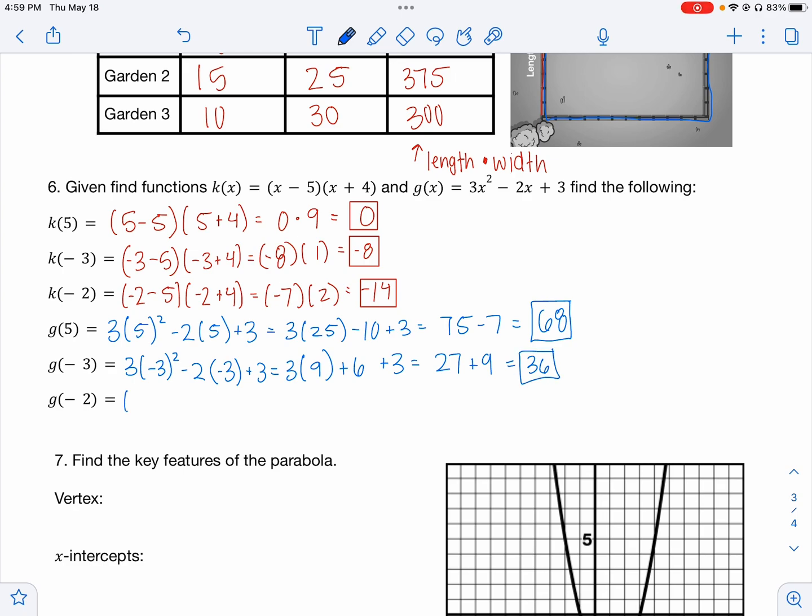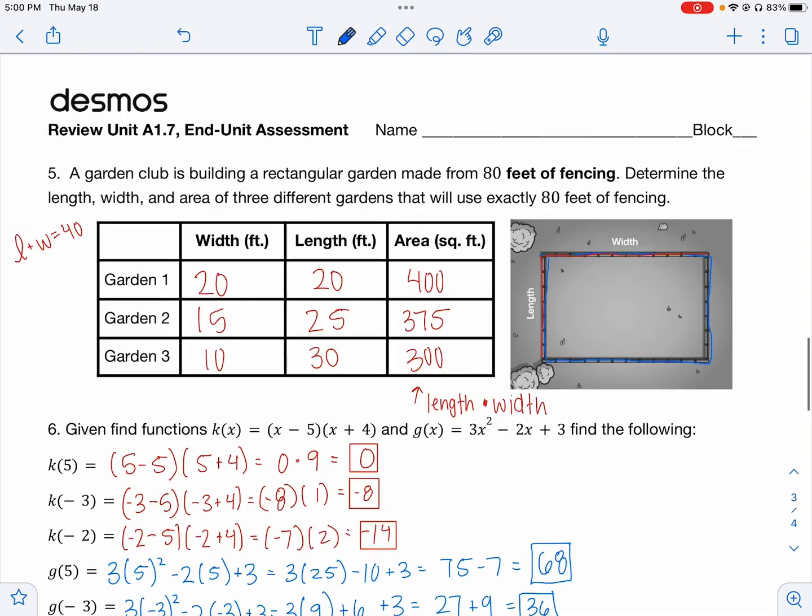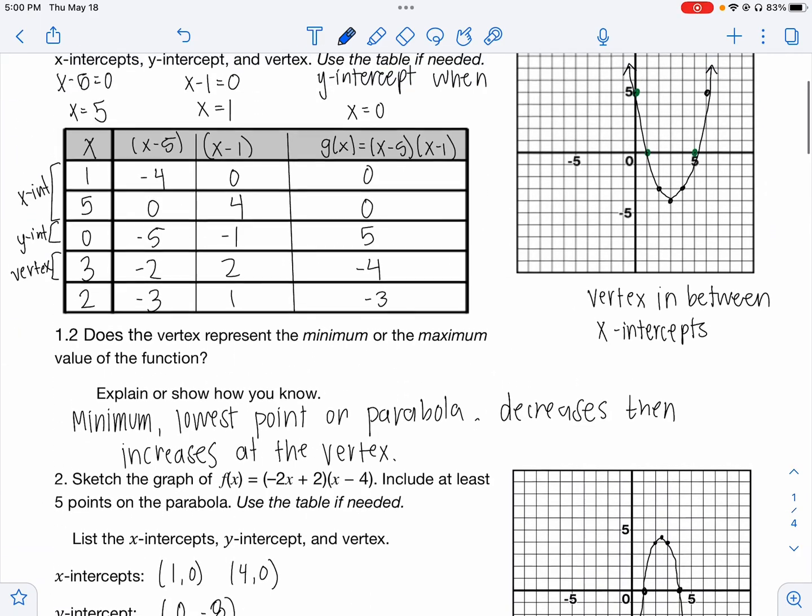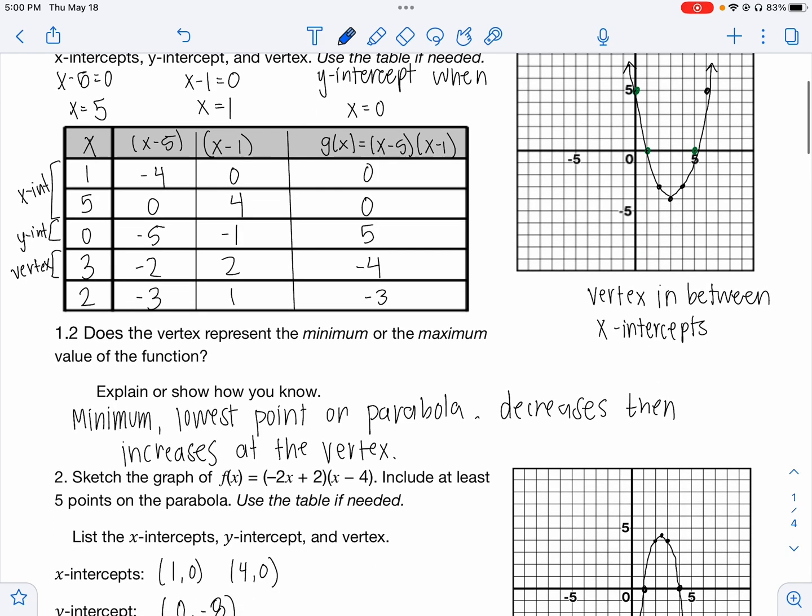And then on the last one, we're going to replace that x with a negative 2. So we'll have 3 times 4 plus 4 plus 3 equals 12 plus 7, which is 19. So you can either do these problems this way, where you're working it all out in a row by the equation, or you could do it in the same way that these tables were done, where you split it up term by term.